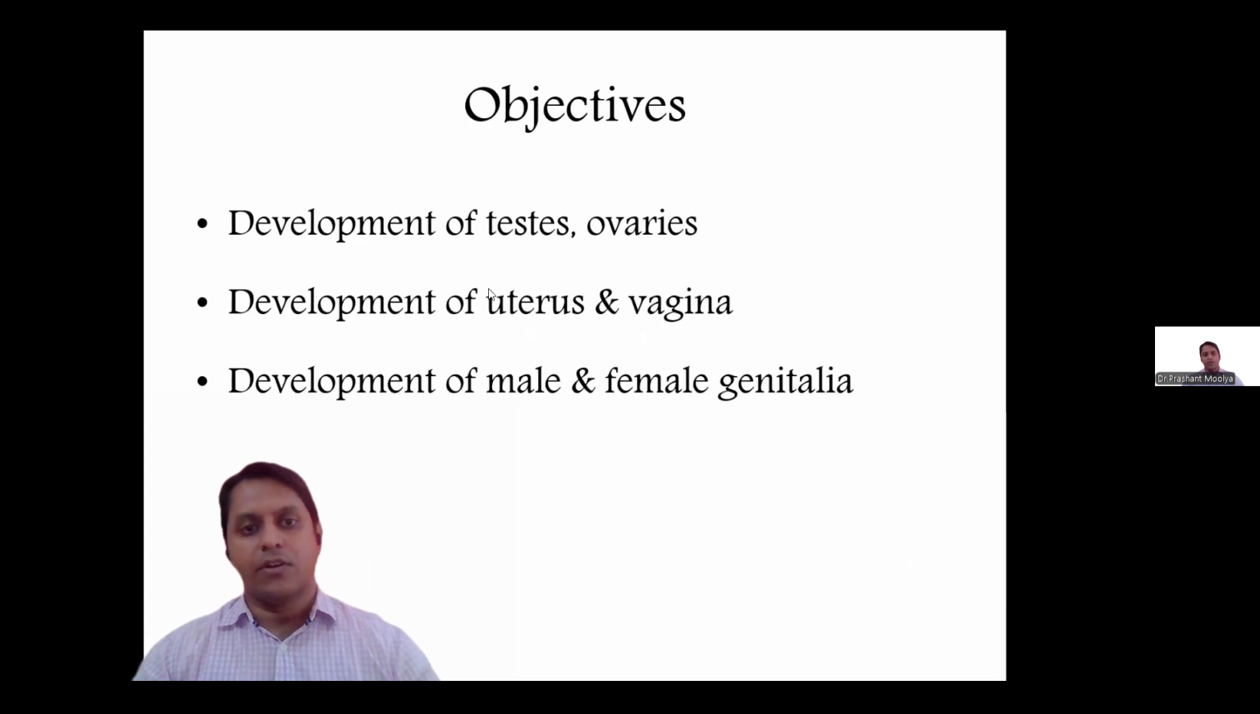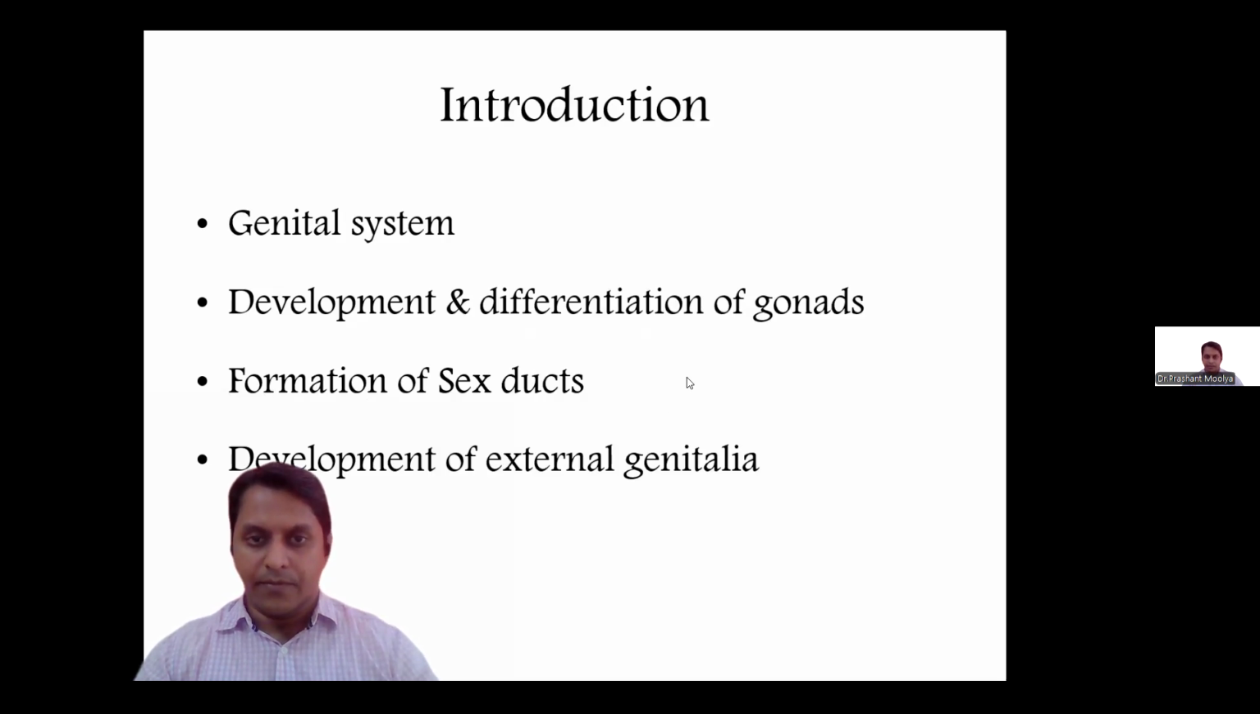We are going to see the development of the testes, ovaries, uterus, vagina, and the genitalia, the male as well as the female. So the basic structure here is the genital system development: we are going to see how the gonads are developing, the formation of the ducts connecting these gonads, and the development of external genitalia.